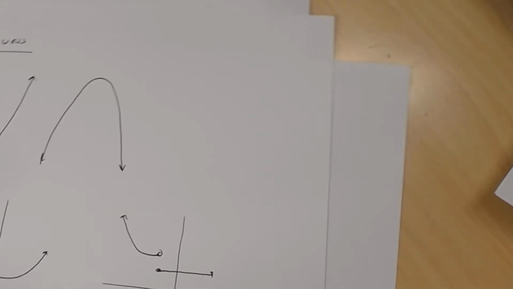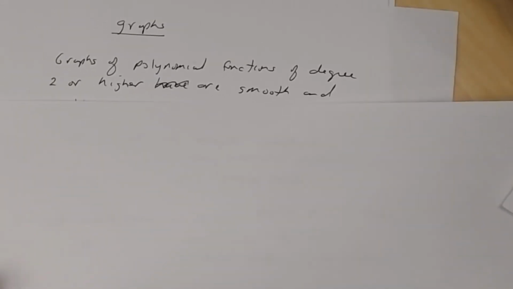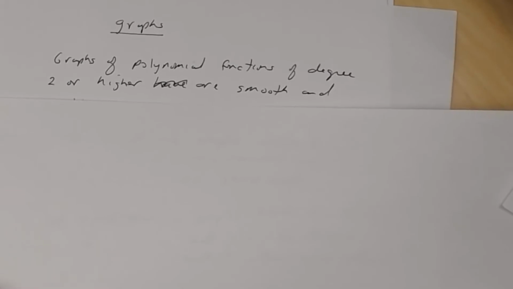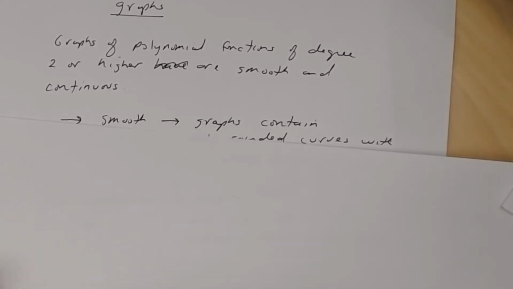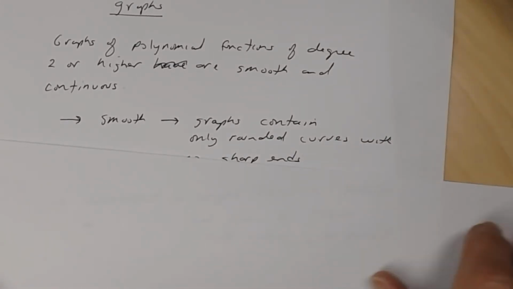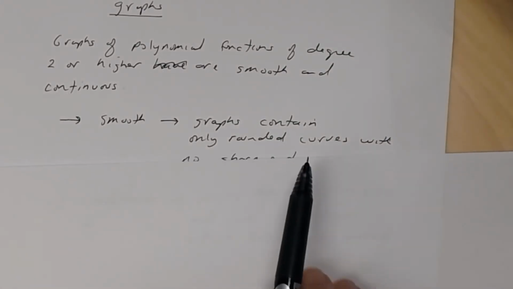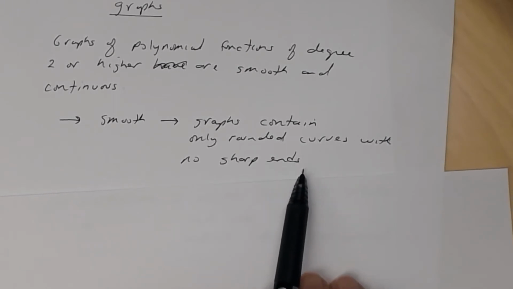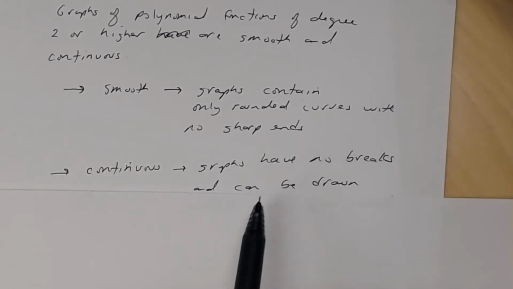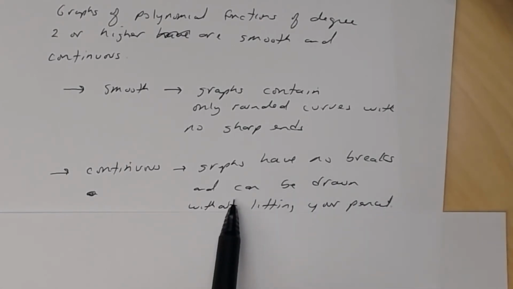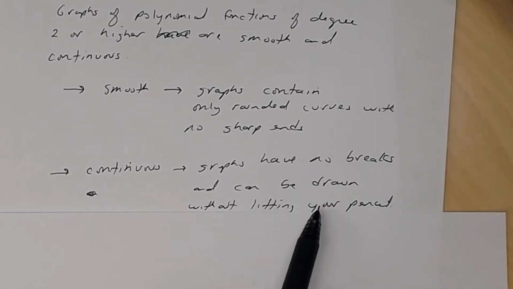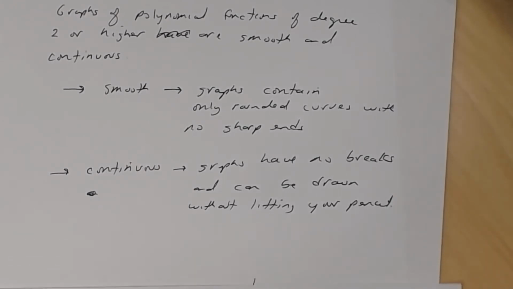All right, so let's review what we just did for a moment. The graphs of polynomial functions of degree 2 or higher, quadratic function or above, are smooth and continuous. By smooth, I mean that the graphs contain only rounded curves with no sharp ends. Continuous means that the graphs have no breaks, so no gaps in the graph, and can be drawn without lifting your pencil.